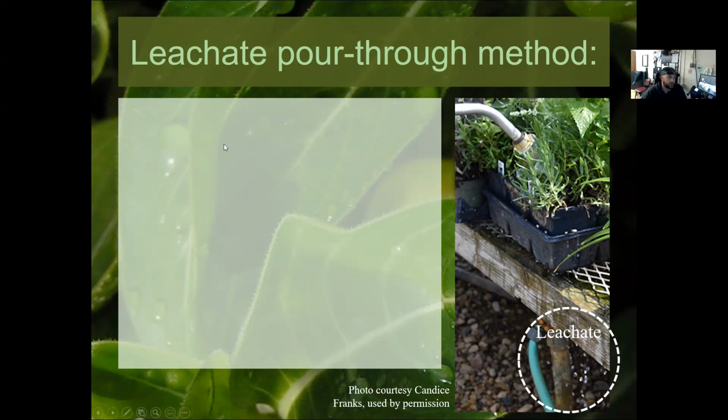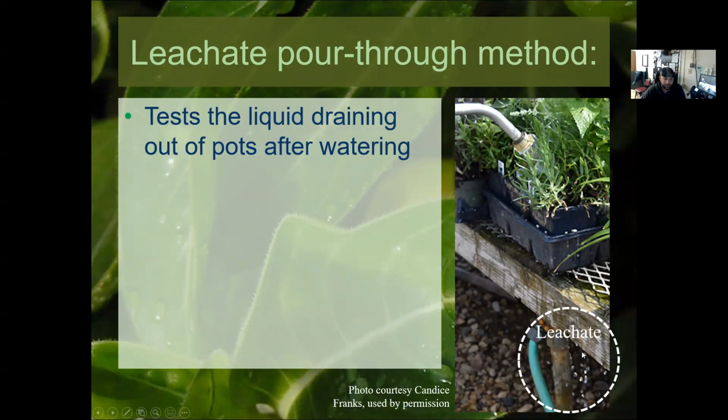So moving on, the leachate pour-through method. As you can see down here, you want to have water flow-through capacity whenever you're testing your pots. A common misconception, I should say, is that you should be able to fill up your pot with water and let it sit and let plants grow. No, that is not the case at all whatsoever.